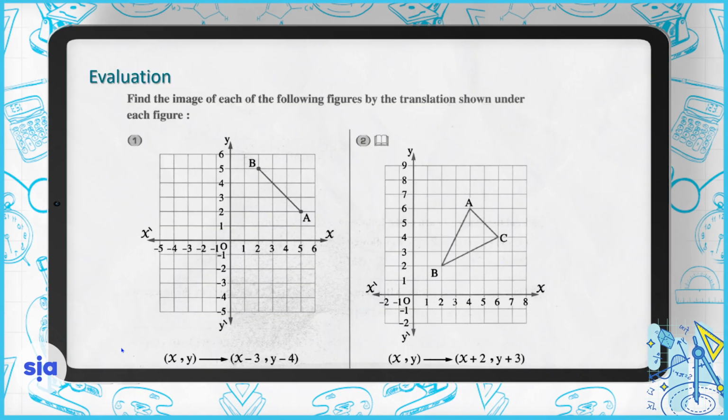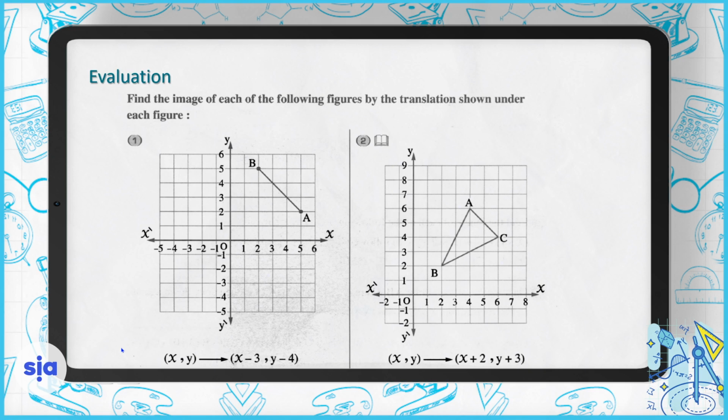Let's now move on to the evaluation part. And dear students, as I always remind you, when you see the question, pause the video, answer the question yourself, then play the video again to check your answer. Find the image of each of the following figures by the translation shown under each figure.